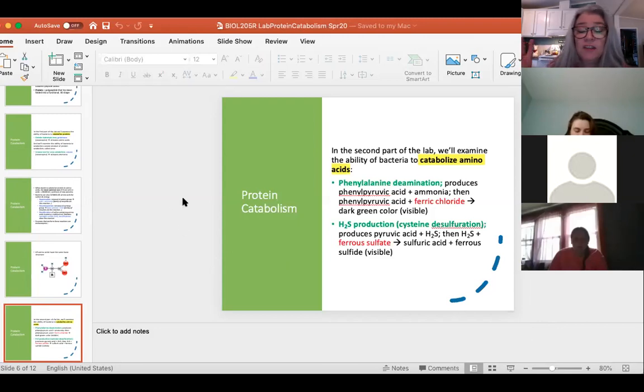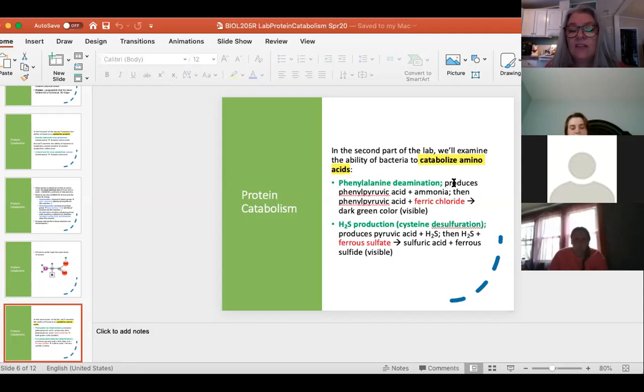So for the second part of the protein catabolism exercise, we're also going to look at two tests. We're going to look at a test called phenylalanine deamination. And this is a test that, as the name suggests, tests whether or not a microbe can deaminate this amino acid called phenylalanine. Remember, deamination produces an acid and ammonia. The acid is called phenylpyruvic acid.